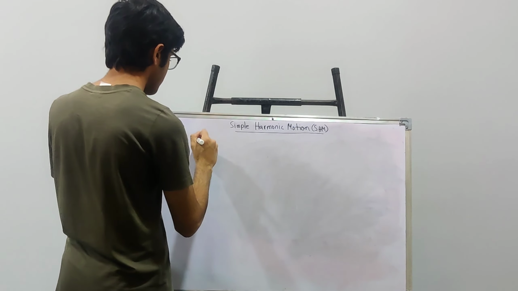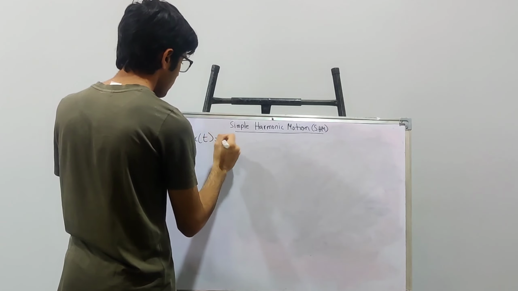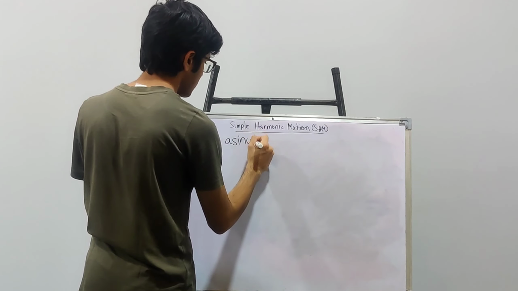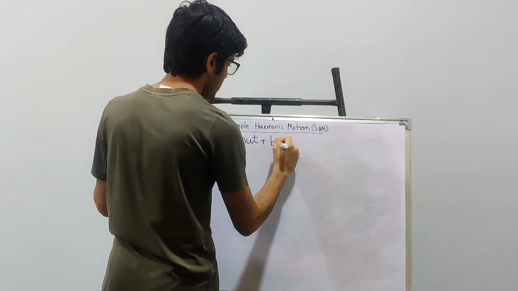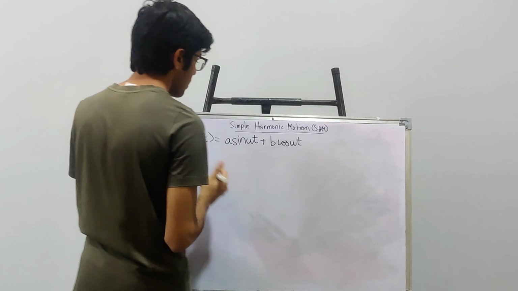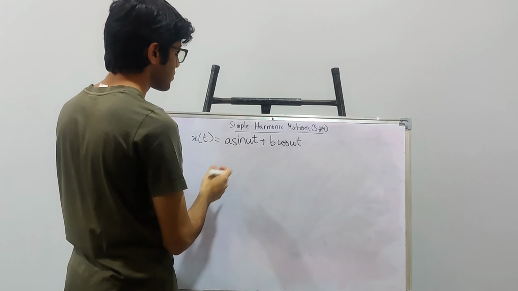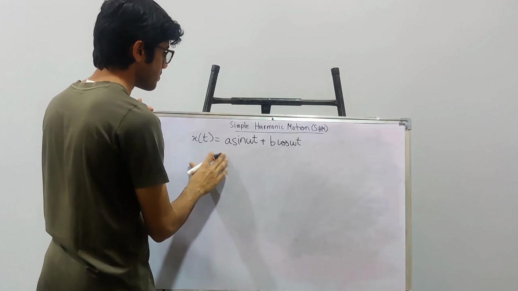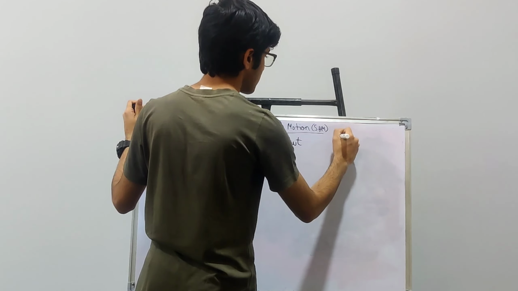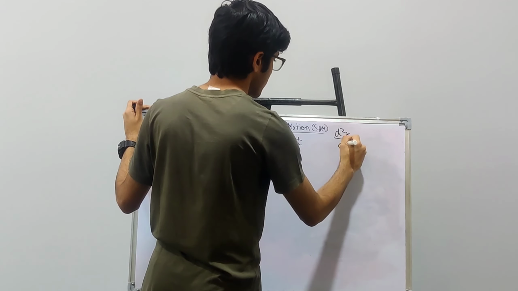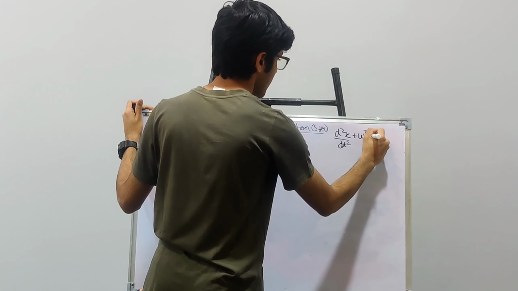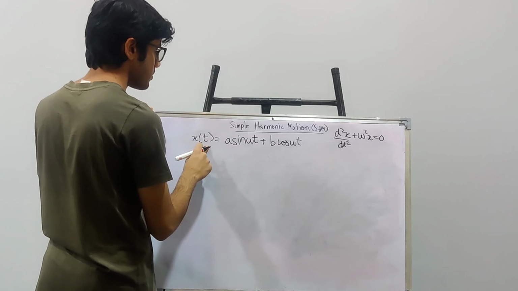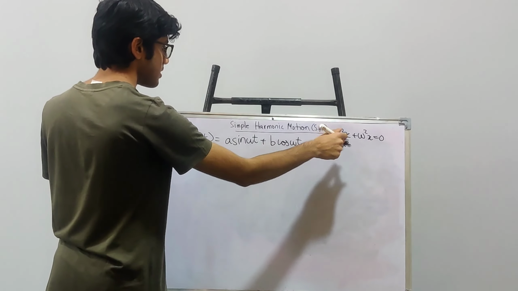Now let us say we have a function of sine and cos both, like x of t is equal to a sin omega t plus b cos omega t. Now we need to prove that this function actually represents simple harmonic motion. To prove it, we use the differential equation we just saw, d square x by dt square plus omega square x is equal to 0. We take the first derivative of x with respect to time, then the second derivative, and you will see that we get this equation.